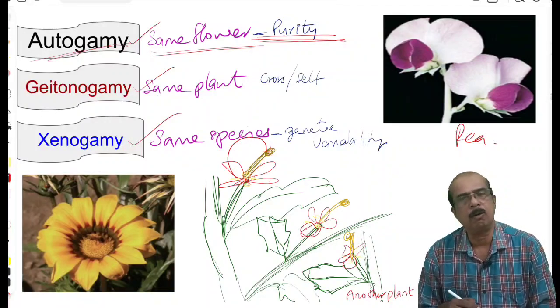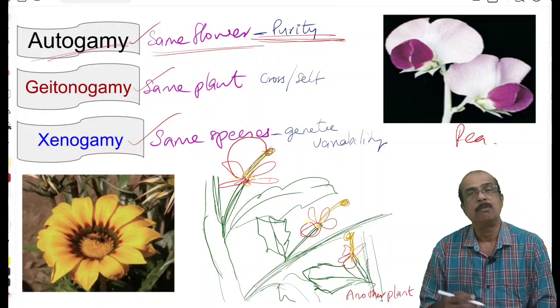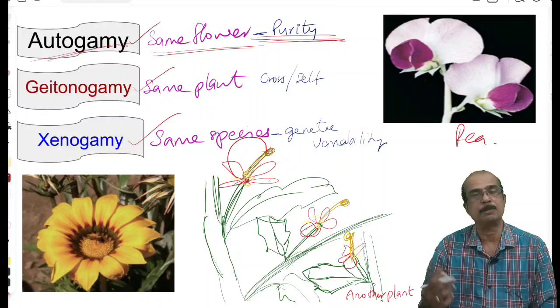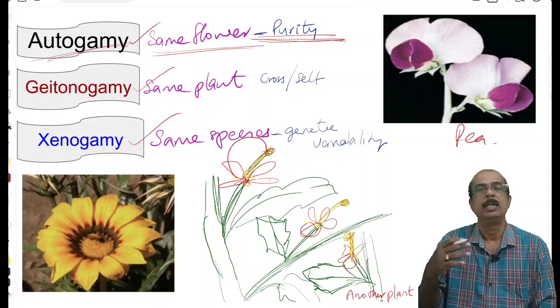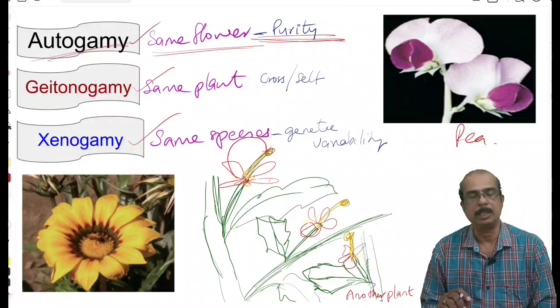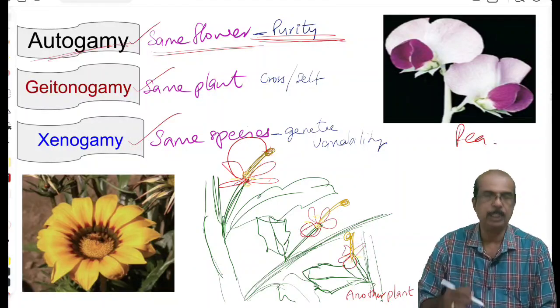Here, perfect autogamy is a rare one, because flowers are exposed. During opening, flowers are exposed, stamens are exposed, and there is a chance for other pollens to come to the stigma of the opened flower. The next one is geitonogamy.